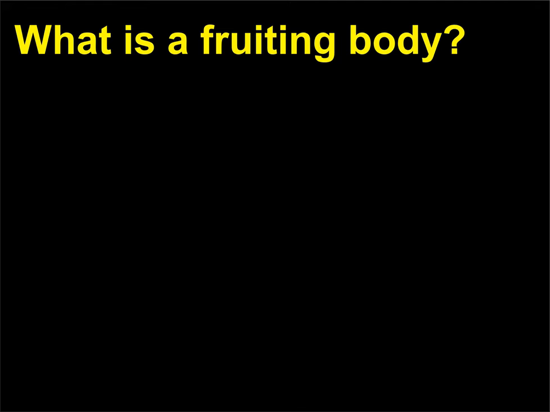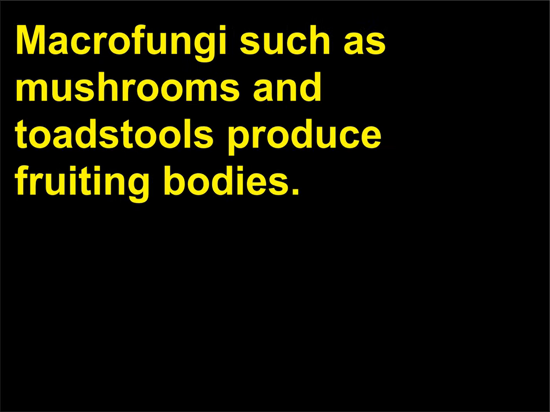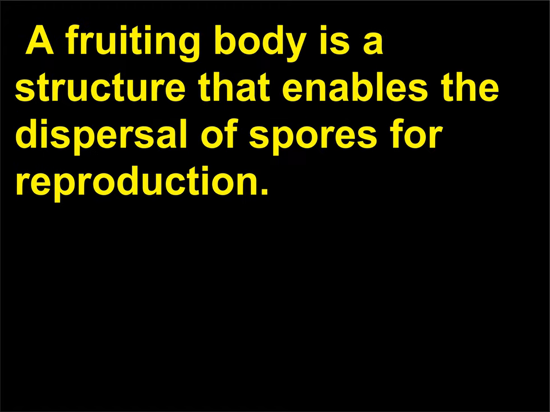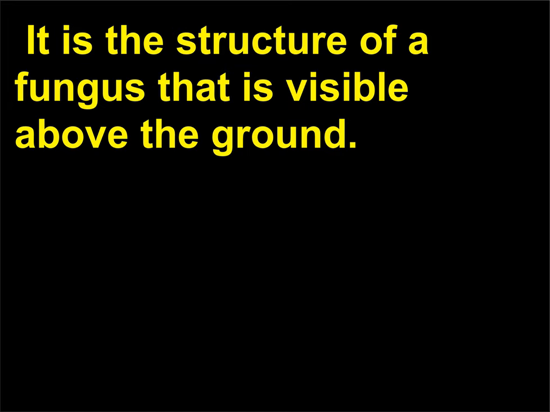What is a fruiting body? Macrofungi such as mushrooms and toadstools produce fruiting bodies. A fruiting body is a structure that enables the dispersal of spores for reproduction. It is the structure of a fungus that is visible above the ground.